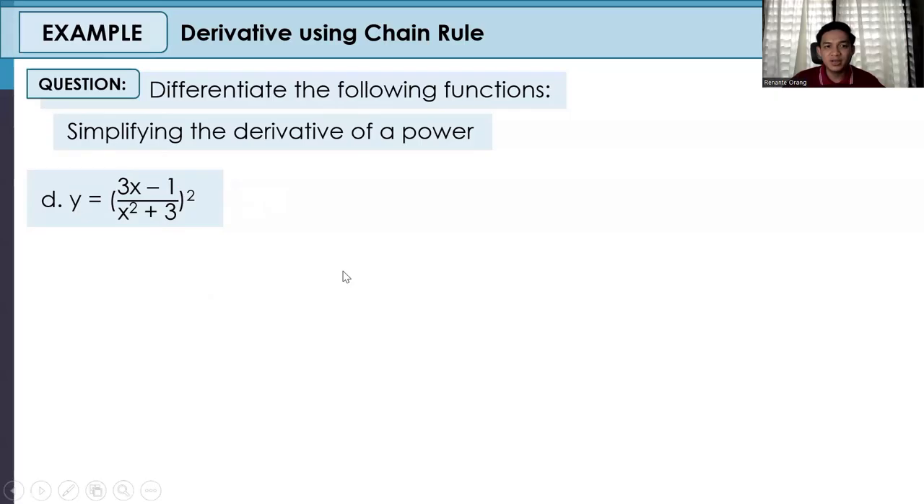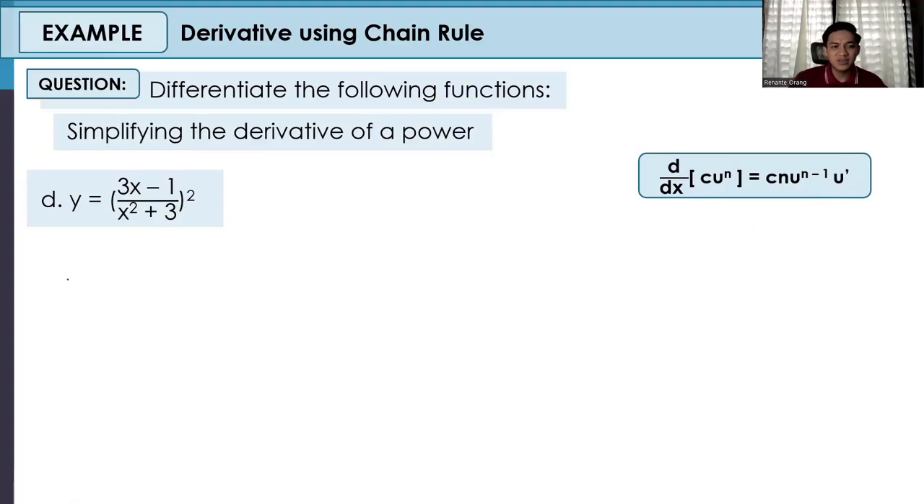So for this example, gagamit pa din tayo ng chain rule, that is the derivative with respect to x of our constant u raised to n is equivalent to cn u raised to n minus 1 multiplied by u prime. Same process po tayo kanina. First thing that we need to do is to determine our u, which is yung nasa loob ng ating exponent. In this case, we have 3x minus 1 divided by x squared plus 3. Next thing po is the derivative of our u.